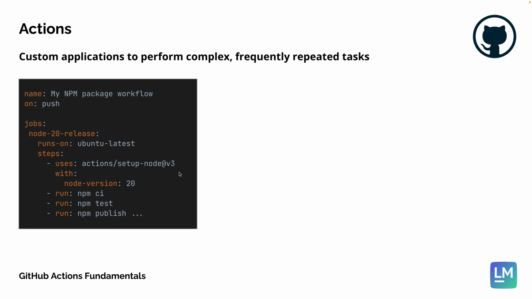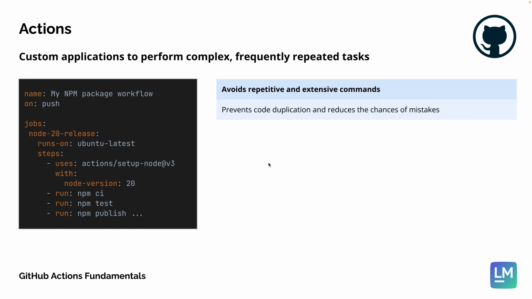Let's go through some of the reasons why we would want to use actions instead of shell scripts. The first one is that we can avoid repetitive and extensive commands. So it prevents code duplication, and it also reduces the chances of mistakes. If we were to set up node in 20 different workflows, for example, and we have 10 commands to do that, then we have 200 commands that we need to keep track of, and if there is anything we need to change, we need to go to all these 20 workflows and change that. If we have an action here, then we can simply update the action, publish a new version, and this will be reflected in all the workflows that use that action.